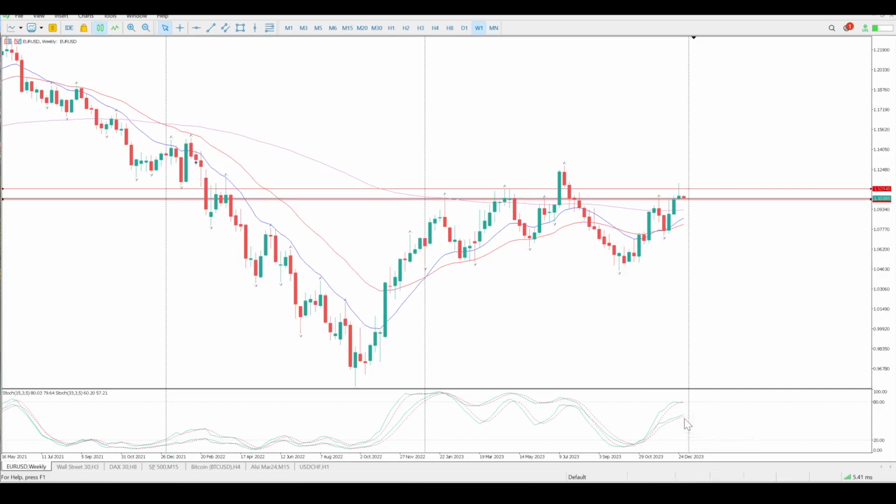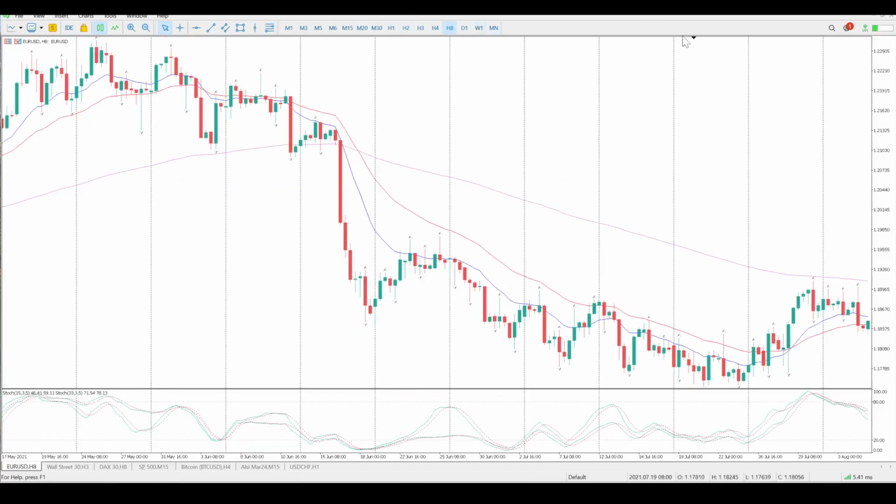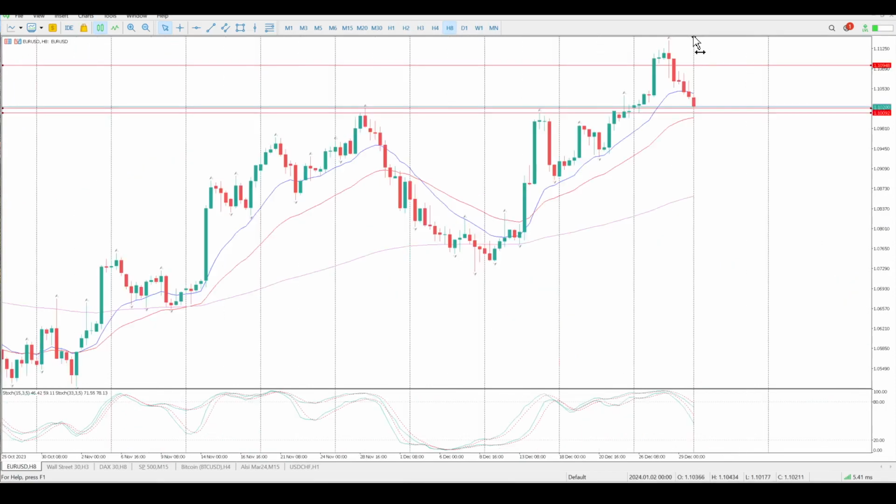Looking at our oscillators, nothing really to read into that at the moment. They have separated, but there's nothing really there, and then we are above all the moving averages. So for me, more bullish indication here than bearish, but it's kind of on the fence, if that makes sense. So I don't have a clear picture of up or down on the weekly.